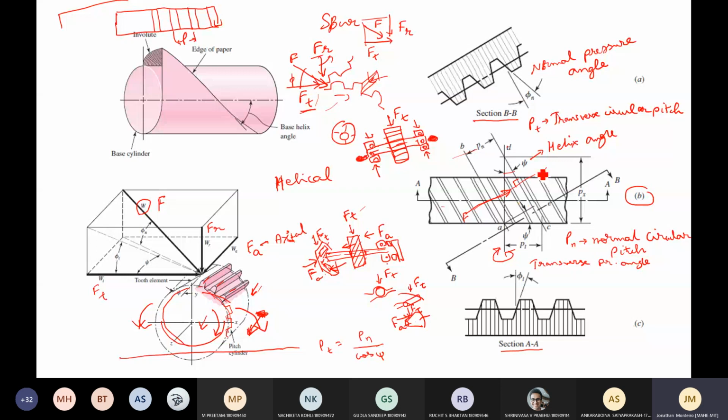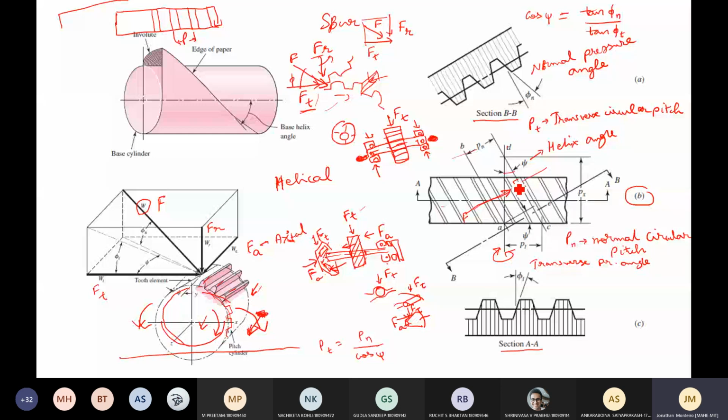The derivations are not that important here for you, so we'll just go through the relationships. Cos psi is equal to tan of phi n by tan of phi t. You can make use of these relationships. They are also in your data handbooks.